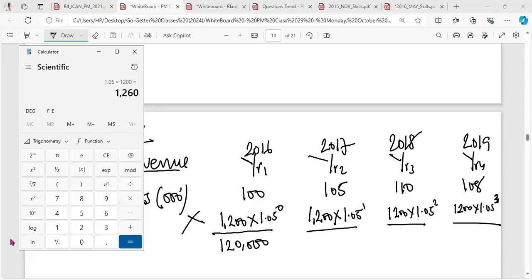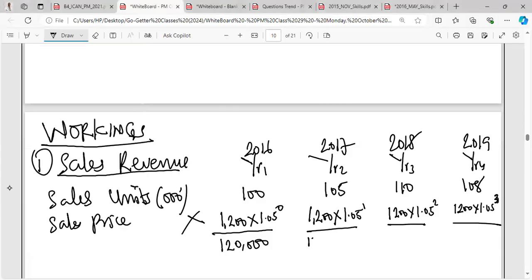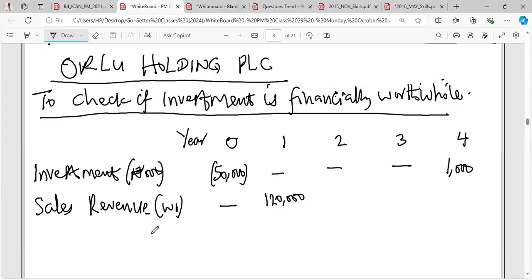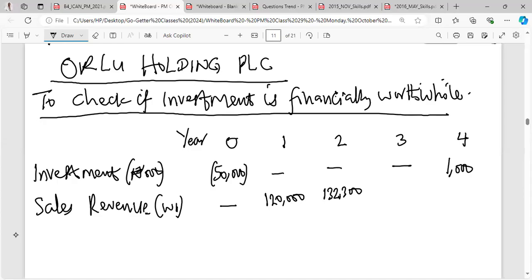Now multiply it by the quantity 105. Now that gives you 132,300. So 132,300, go straight down and record it. Just to be sure that's the figure. Yes. Right. We now go to the next one.